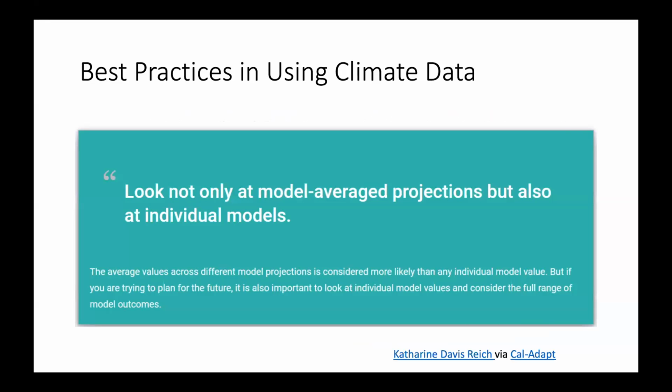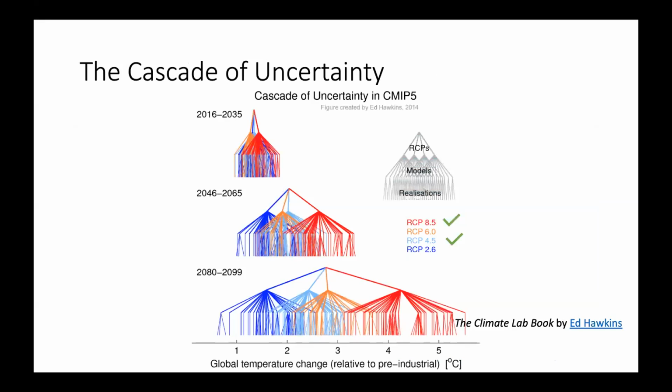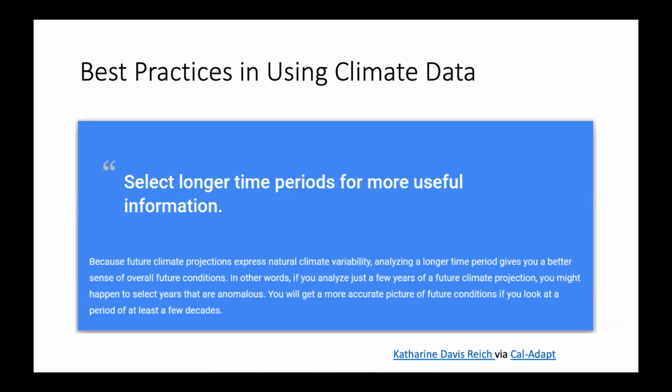So these are graphics that are taken right off of CalAdapt from UCLA, but look not only at model average projections, but also individual models. Think about that cascade of uncertainty and look at the models. We need to know each of the individual models, their contribution in addition to the model average, to be as robust as we can be. And again, here it is. If we look at the models, you see a huge degree of spread across them, and understanding that the average might be here, but your range across the models is there, is very helpful to know. You want to select long time periods for most useful information, usually periods over 30 years.